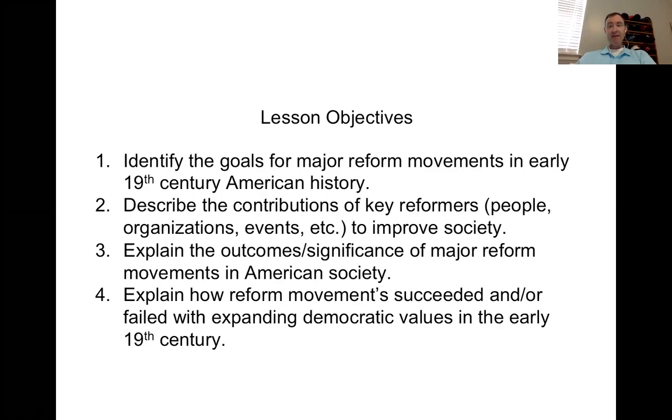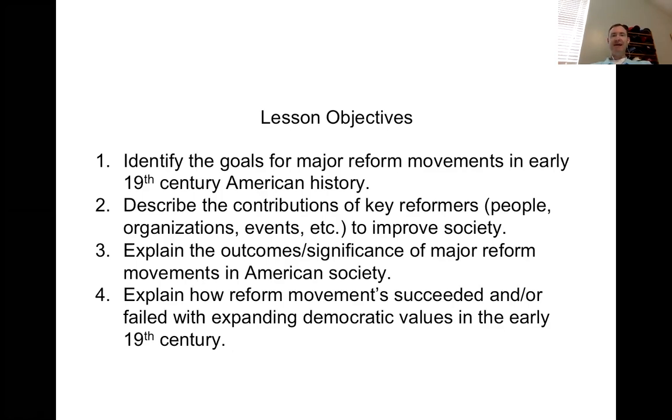And today we have the wonderful opportunity to explore one of my favorite aspects of any history, and that is the issue of reform. In other words, identifying things in our society that need to be changed and how leadership developed goals, strategies, and certainly outcomes and how to do it. So we have four major objectives.